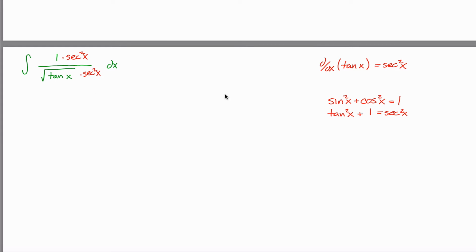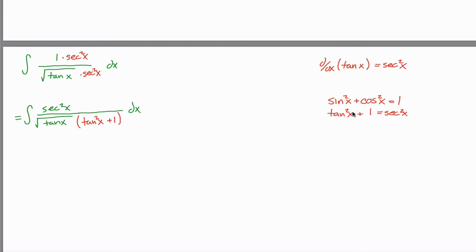Well, what I can now do is take advantage of the Pythagorean identity. Again, hopefully you know this. Sine squared x plus cosine squared x equals 1. So if you take each of these three terms and divide them by cosine squared x, you get this version of the Pythagorean identity. And this one will be really handy because I can rewrite this integral as secant squared x divided by the square root of tangent x times tangent squared x plus 1, just doing this little substitution that I have over here.